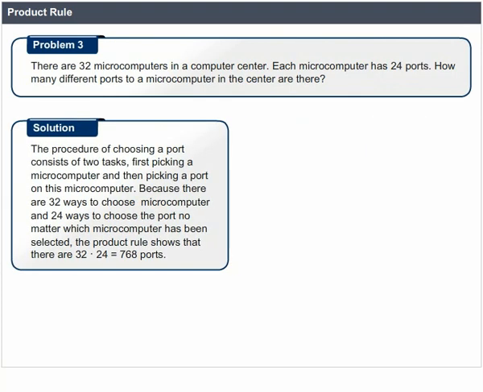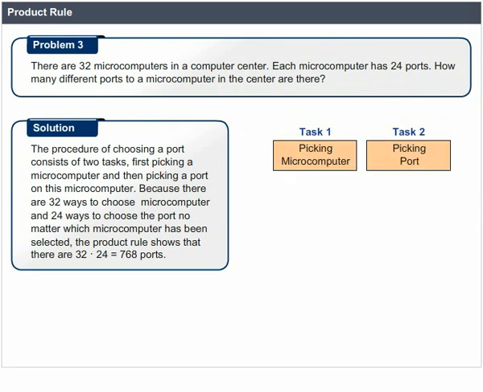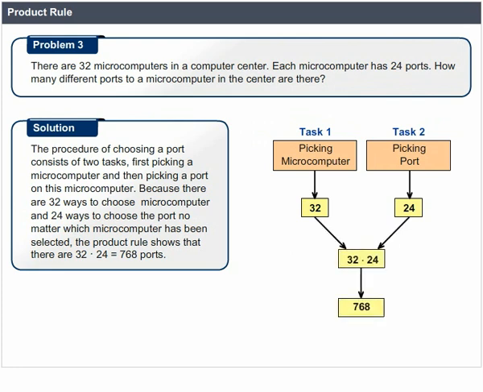Solution. The procedure of choosing a port consists of 2 tasks: first, picking a microcomputer and then picking a port on this microcomputer. Because there are 32 ways to choose a microcomputer and 24 ways to choose the port, no matter which microcomputer has been selected, the product rule shows that there are 32 times 24 equals 768 ports.